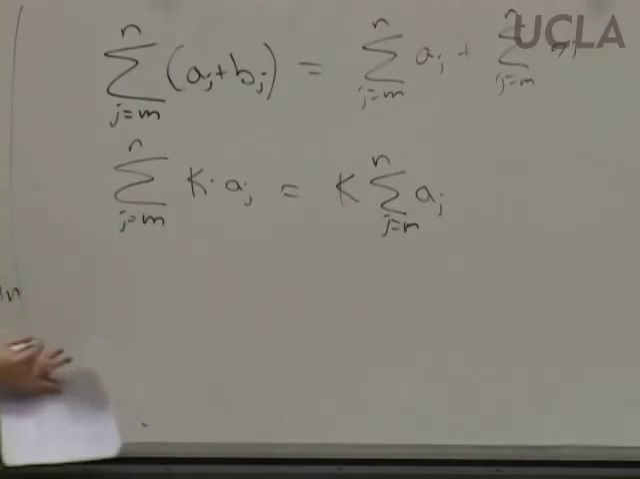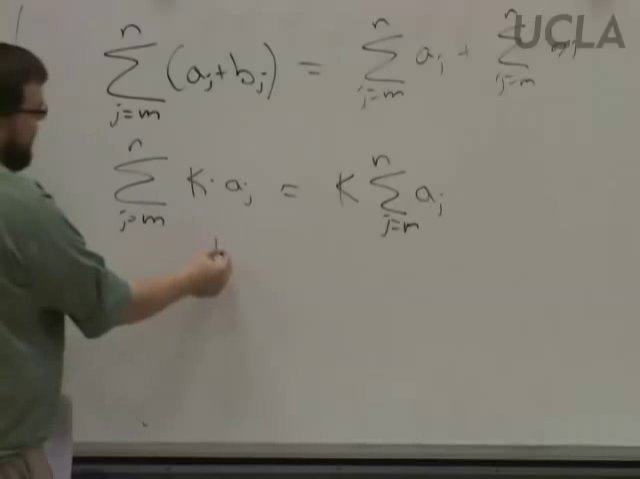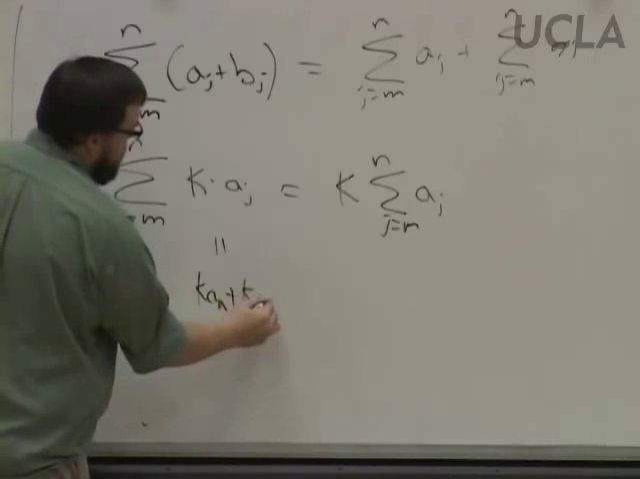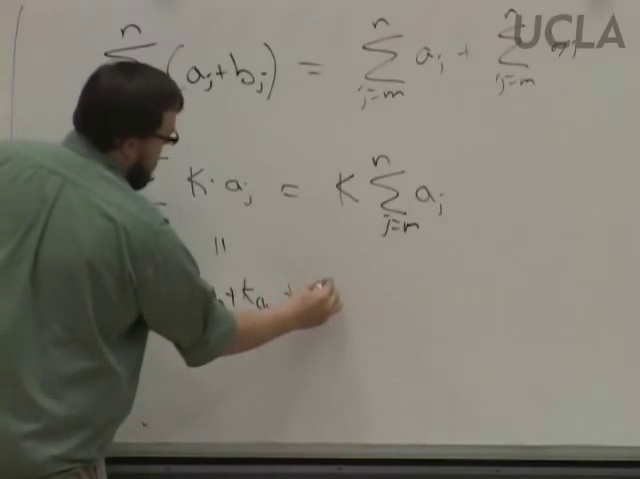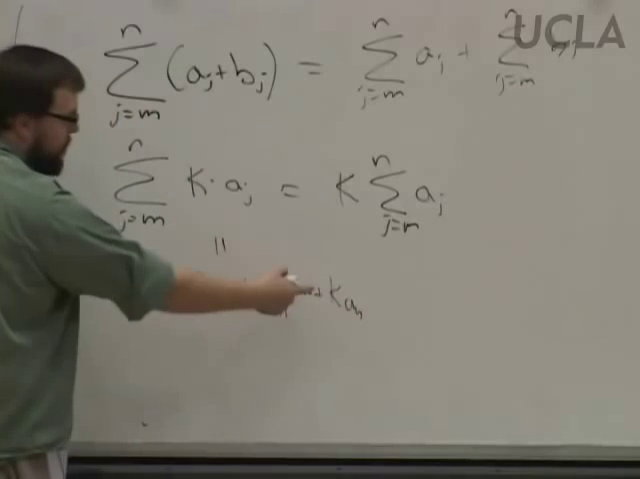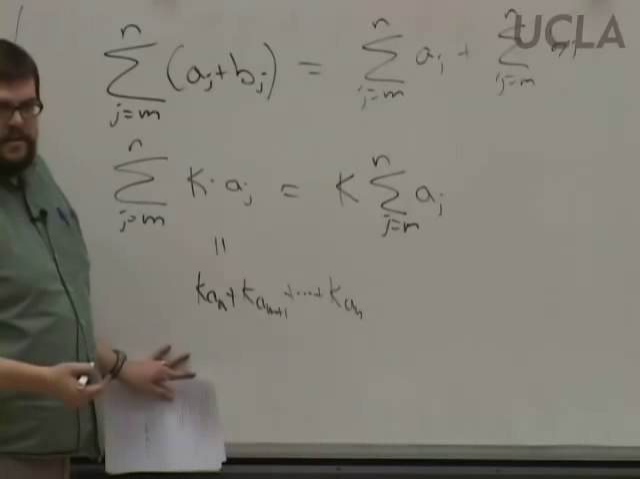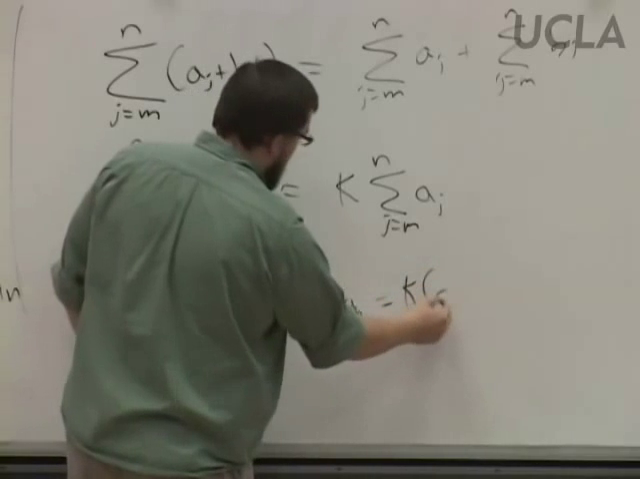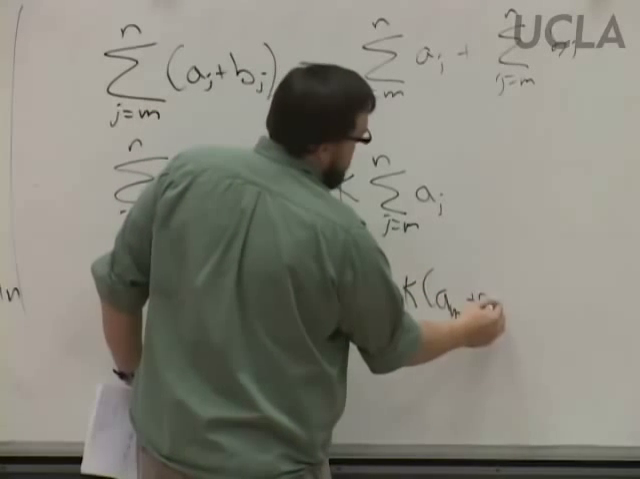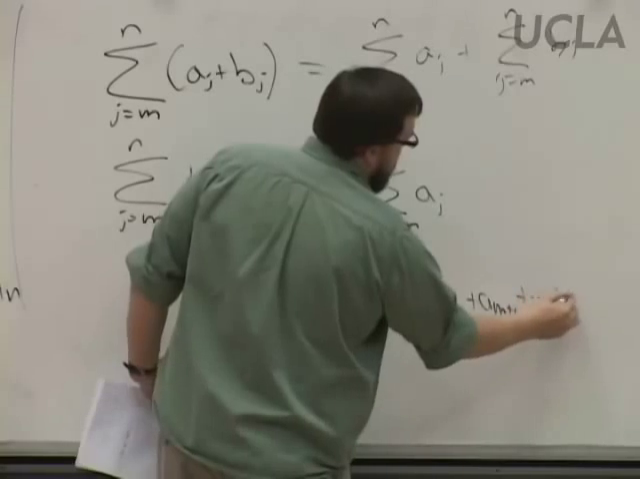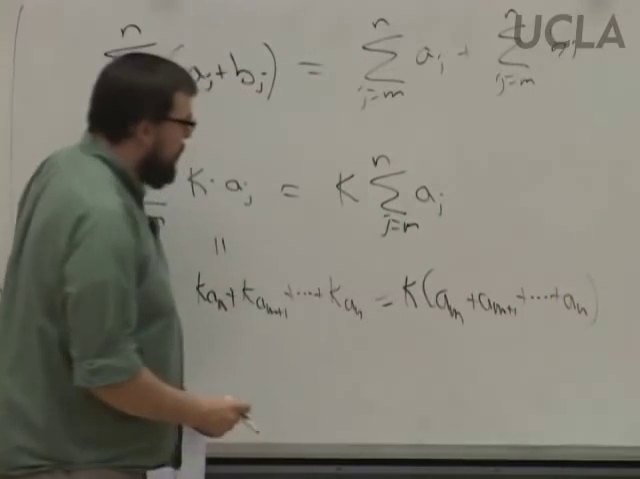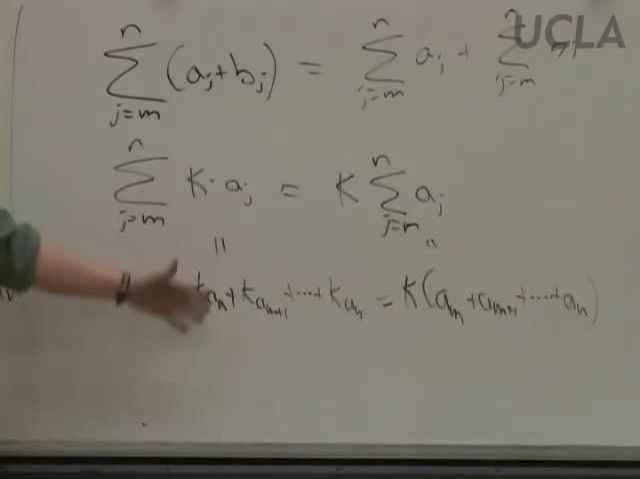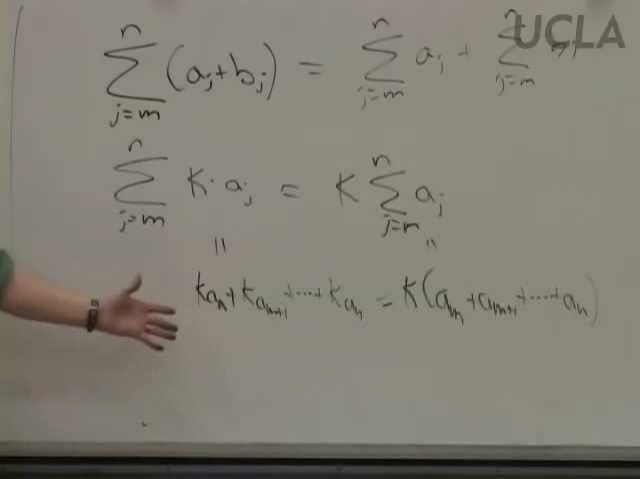Now, this really should not be very surprising here. If you were to actually write it out, this says that if you have k·am plus k·a(m+1) up to k·an, well, what's in common here? They all have k. OK, well, factor out the k: k times (am plus a(m+1) plus ... plus an). And you say, well, what is that? Well, that's exactly this sum right here. So this is not profound. This basically says you can factor out things that are common.